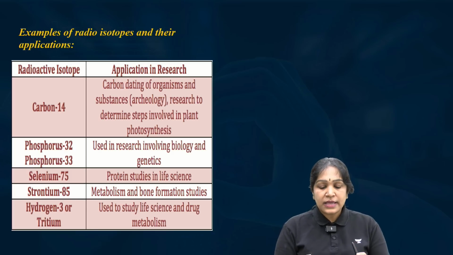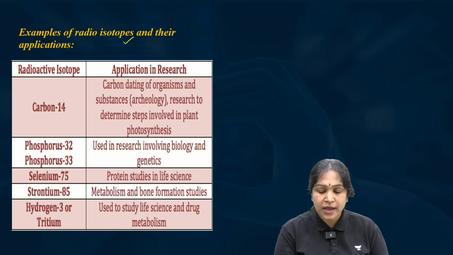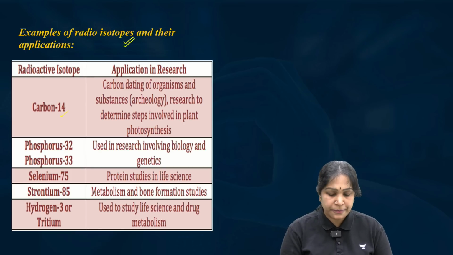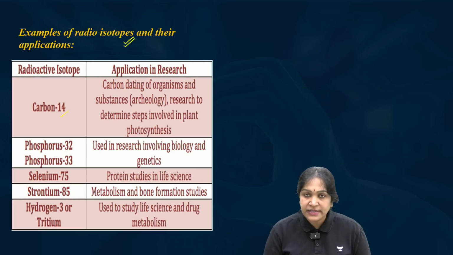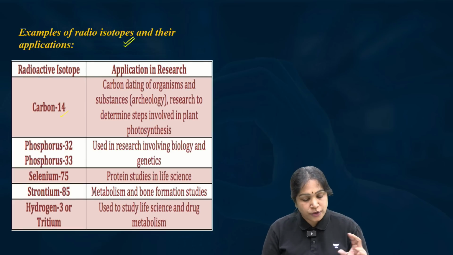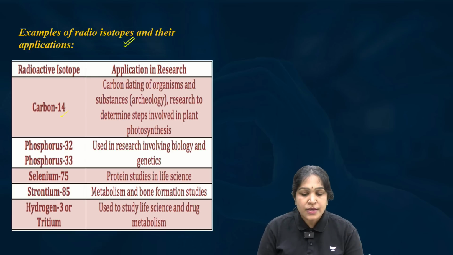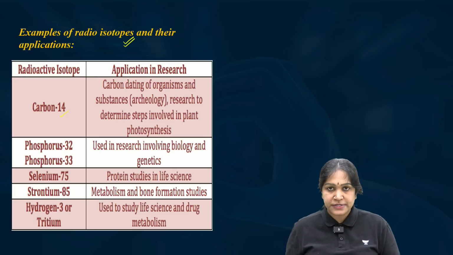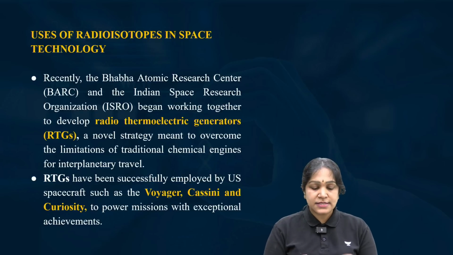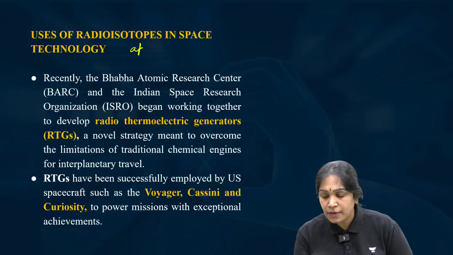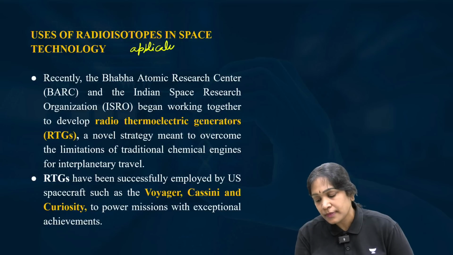Now, okay, we understood the process of radioactivity. Now this table will give you information about some examples of radioisotopes. Carbon 14, phosphorus 32, phosphorus 33, selenium 75, strontium 85, hydrogen 3 or tritium. So these are some radioisotopes, clear? Okay, now let us see the uses, that is applications of radioisotopes in various fields.